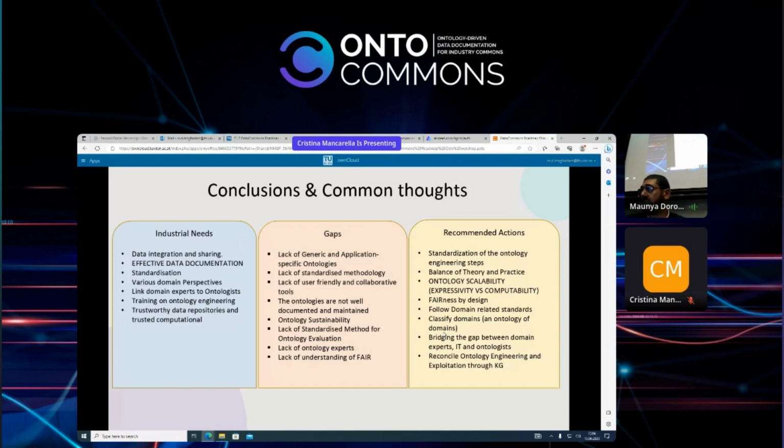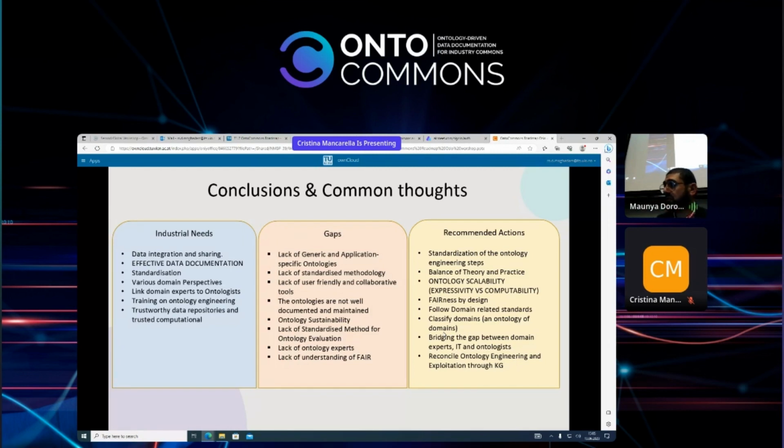For recommended actions, what we recommend from the different chapters is to work on the standardization, and especially the ontology engineering steps, to have also the balance between theory and practice. This is important to bridge the gap between people working with data with real applications in industry and people working on ontologies. So this is very important.